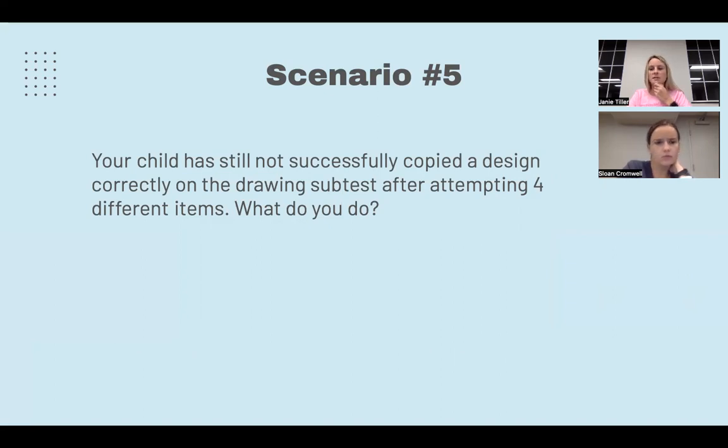Now remember, the drawing subtest and the matching subtest have different criteria. So drawing was 3. So you would stop. You should have already stopped after 3, and that's their ceiling, and you move on to the next subtest.